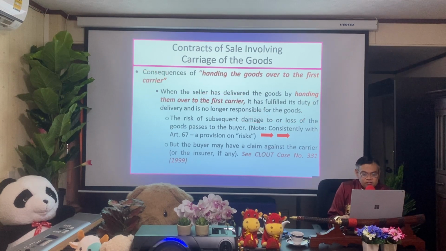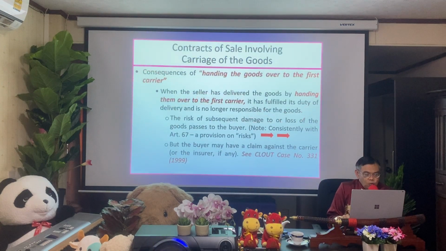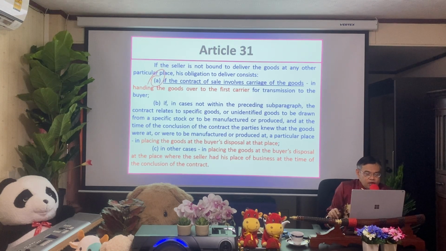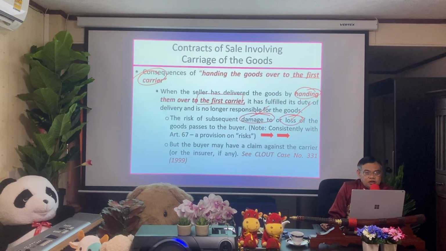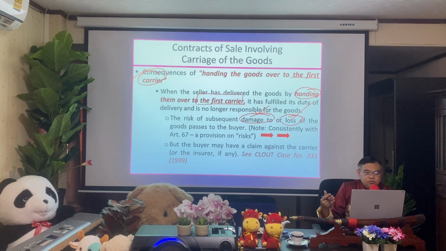So this is what is clearly expressed in Article 31(a), where the contract of sale involves carriage. Once the seller hands the goods to the first carrier, the seller has duly performed the obligation to deliver the goods. In fact, once the seller delivers the goods to the first carrier, the seller has duly discharged his obligation to deliver the goods, and the seller will no longer be liable for any damage to the goods or the loss of the goods. The loss or the damage will have to be borne by the buyer.